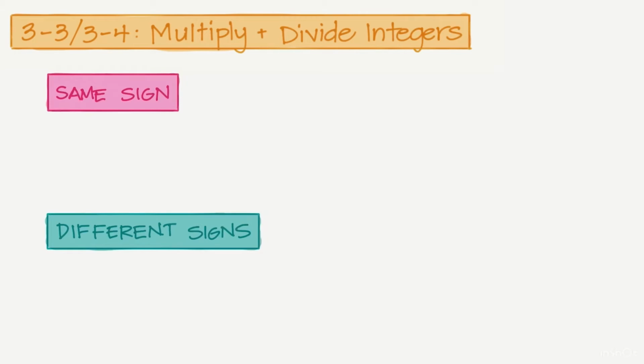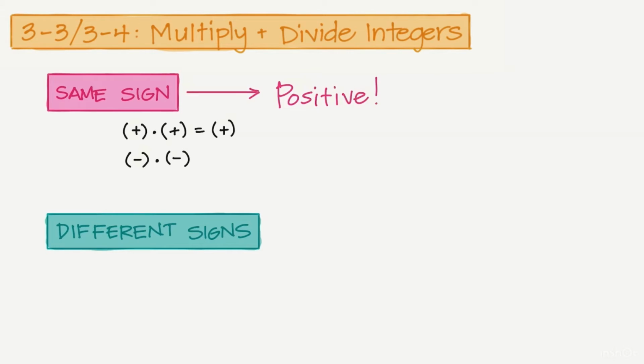Hello class, this is both lessons 3-3 and 3-4 about how to multiply and divide integers. So if I have two integers, it's possible that they both are the same sign. And when you multiply or divide them and they have the same sign, it's going to be positive. For example, a positive times a positive is still a positive number. Or a negative times a negative will turn out to be a positive number as well.